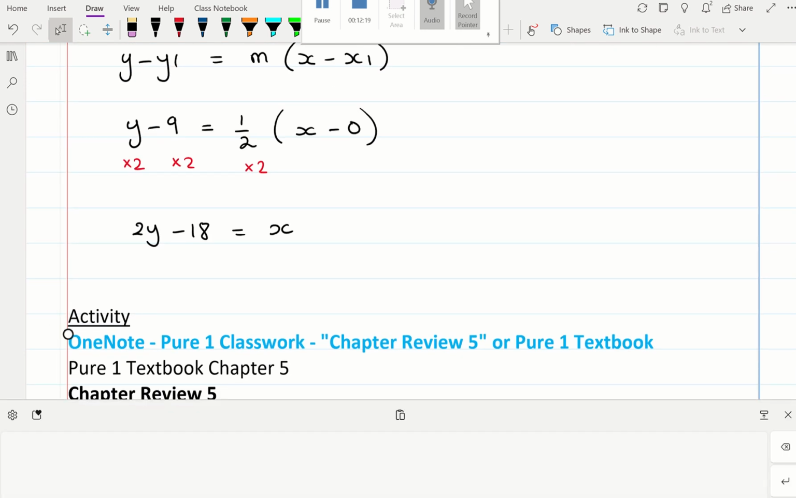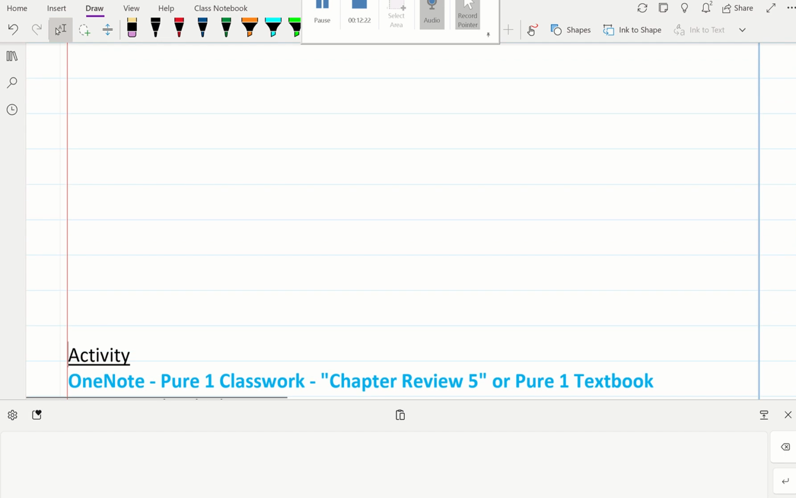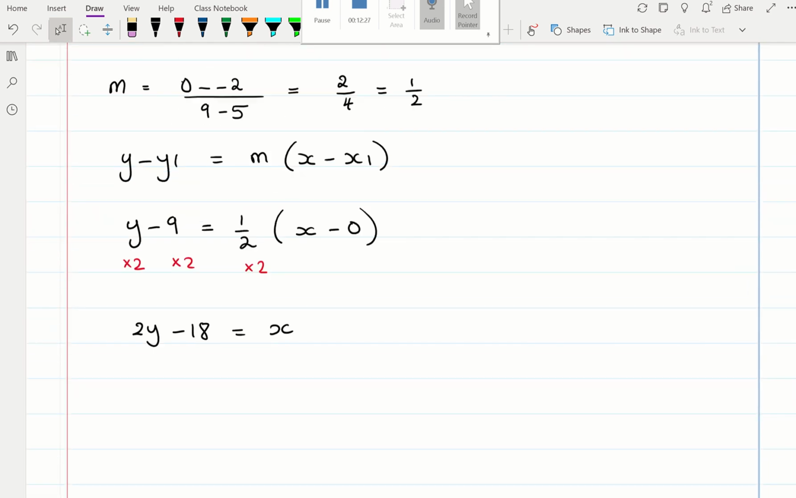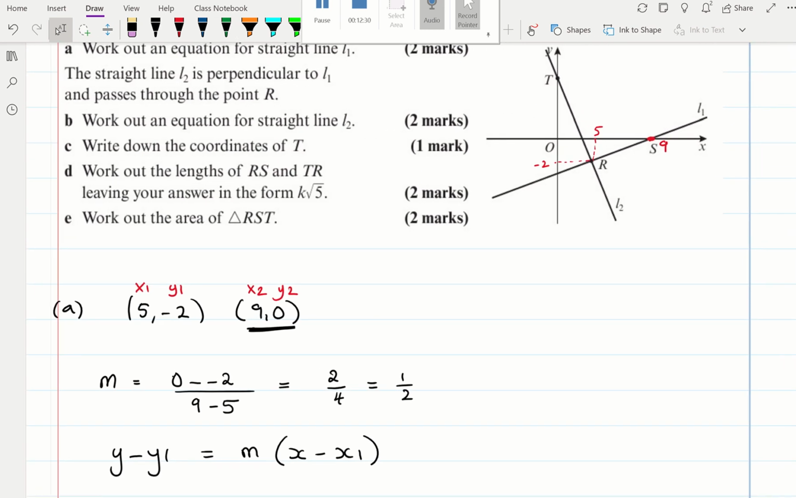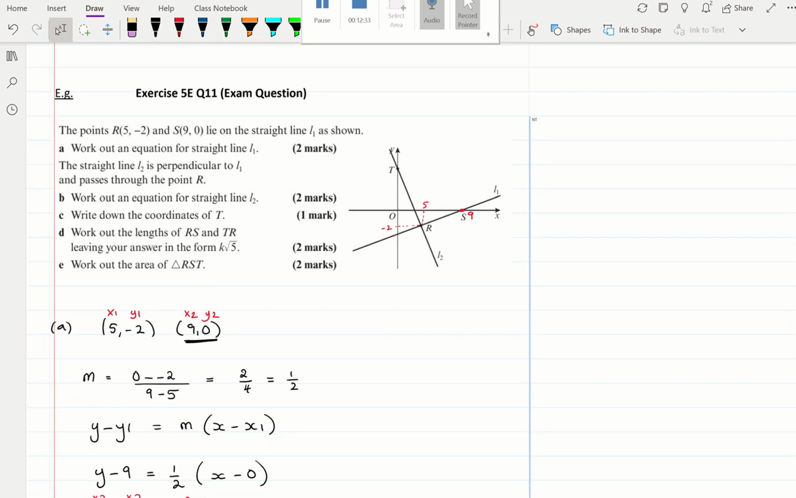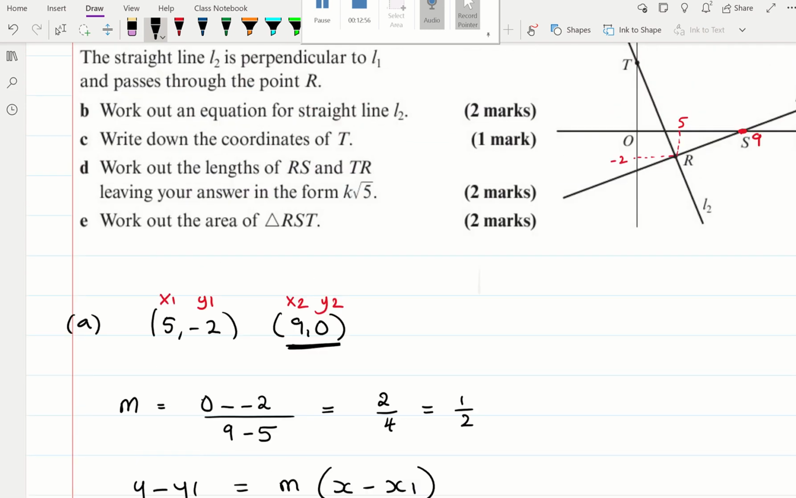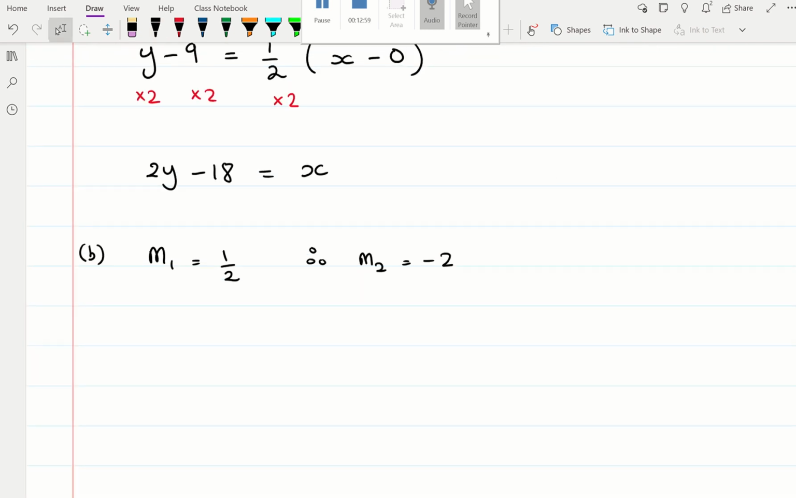So let's go all the way down here, make a lot of room. Okay. So that's part A. And then the straight line L2 is perpendicular to L1 and passes through the point R. Work out the equation of the straight line L2. Okay, so perpendicular. So the first gradient is a half, therefore the gradient of the perpendicular is negative 2. And we pass by R, which is 5, negative 2.